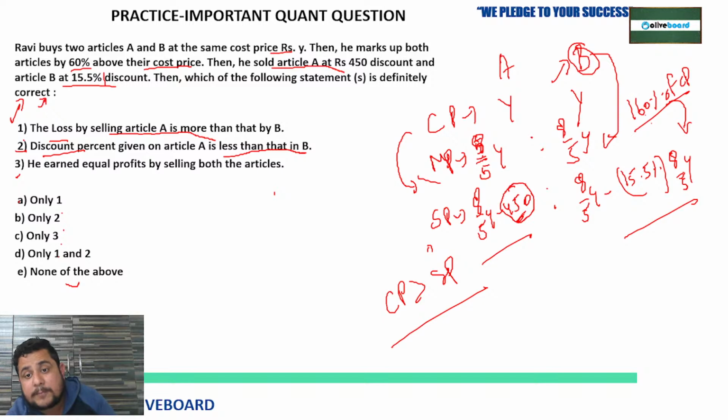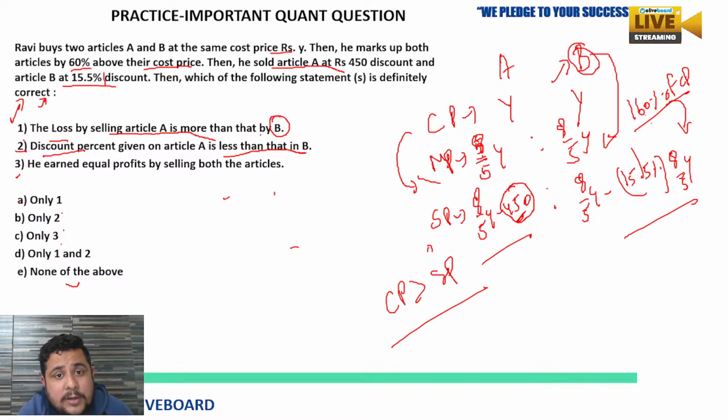We cannot get it, because one discount is given in terms of rupees and one discount is given in terms of percentage. Are you getting my point now? Okay. So what else can we expect from here? Is this clear? So what we can say, definitely we cannot say a loss. The loss by selling article A is more than that by B. On B already we are getting the profit. So this one is not correct.